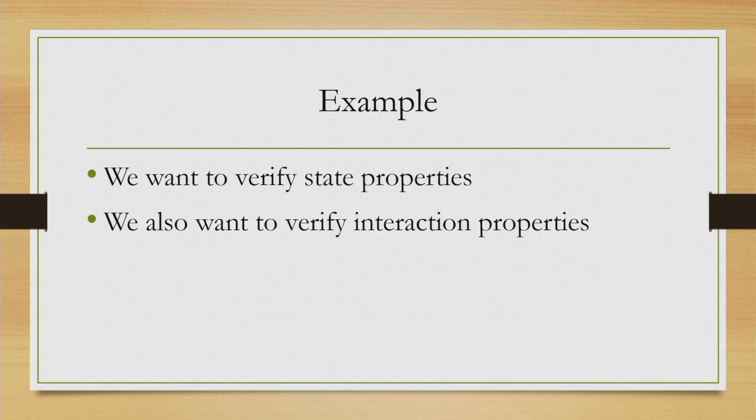Instead, we can go for automatic verification of these states and state transitions by means of formal verification. So, two things we want to verify: the state properties and the interaction or action properties. Remember, our system is characterized by the states and transitions or interactions, and each of these has a set of properties. We want to verify both.